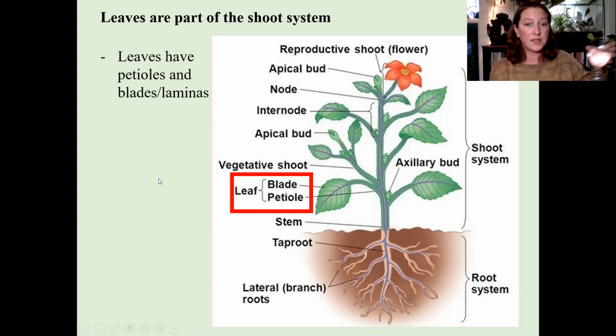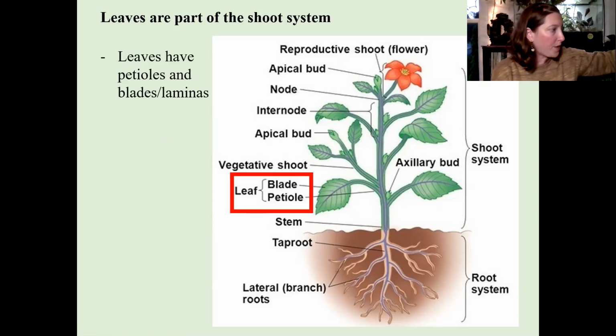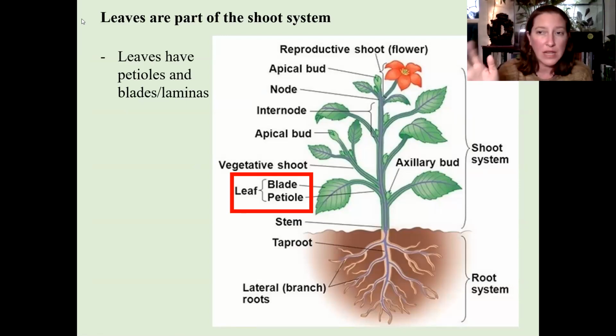So here is a leaf. If you're looking at the leaf from the outside, the main parts of a leaf are something called a petiole and something called a blade or a lamina. You can pick either one, blade or lamina. Sometimes the book might say, I forget which one the book uses. It probably mentions both, blade or lamina, same thing.